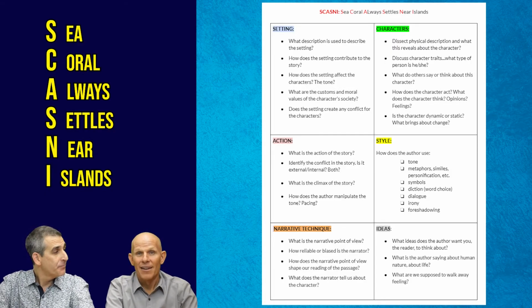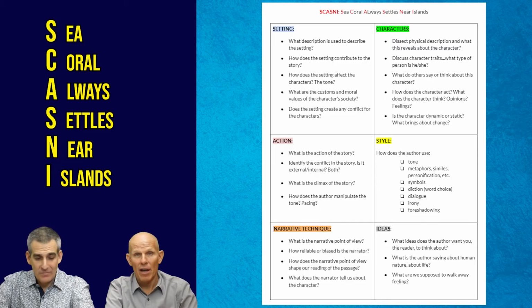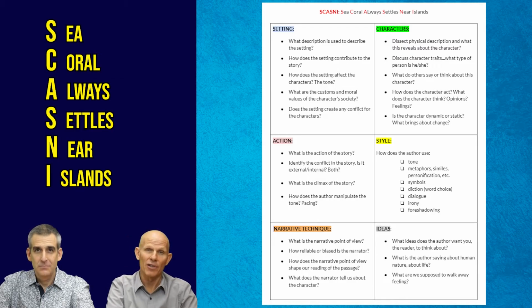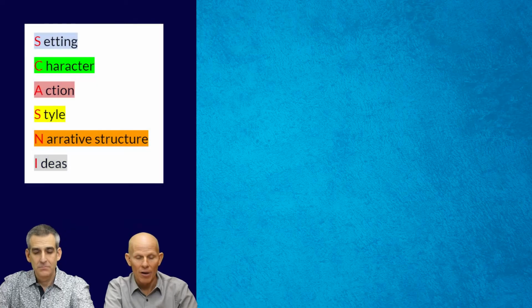Okay, great. Now we have chosen a literary passage that we really like, and we want to quickly apply that mnemonic SCASNI to this particular passage. This is from The God of Small Things, and we're going to do a quick read aloud of this text.